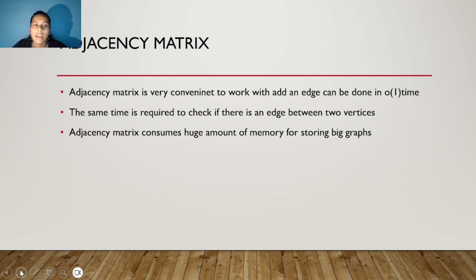Now, the representation of graphs. First of all, we consider the adjacency matrix. The adjacency matrix is very convenient to work with, and adding an edge can be done in order-one time complexity. Time complexity is the time required to run the program. For adding an edge, it requires only order-one time complexity, and checking whether there is an edge between two vertices also requires order-one time complexity. But there is a disadvantage in the adjacency matrix: it consumes a huge amount of memory for storing big graphs.